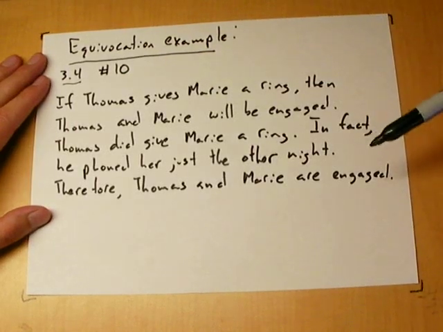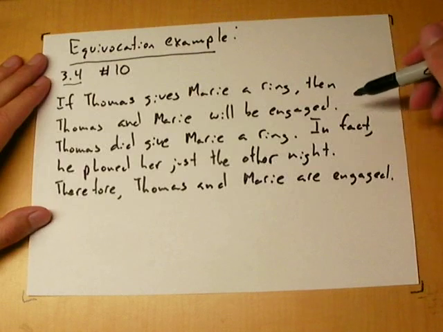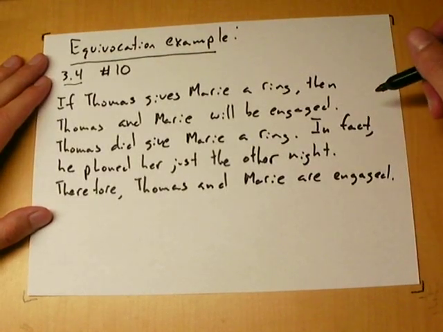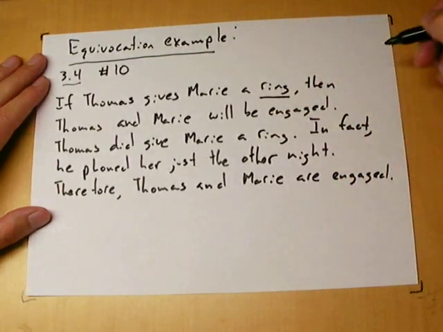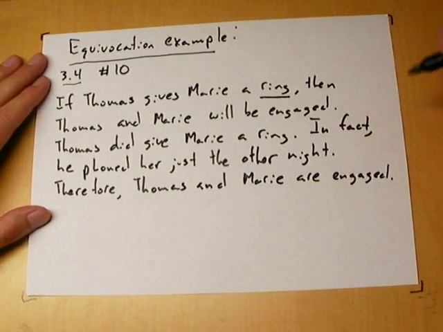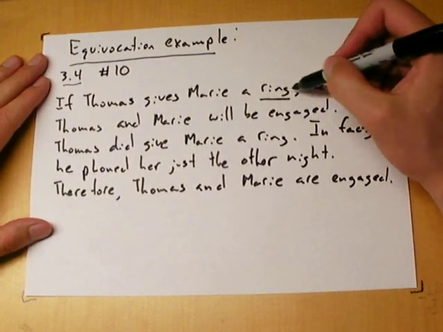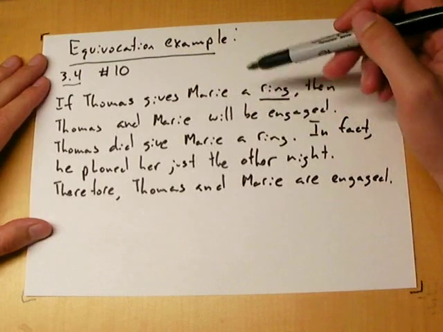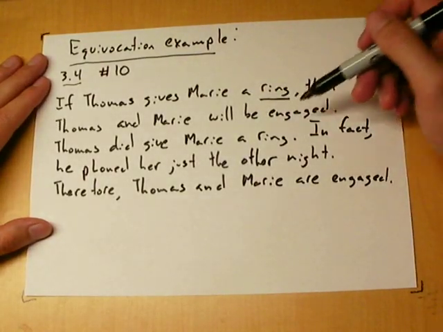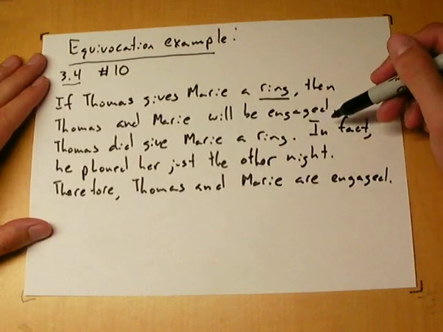Therefore, Thomas and Marie are engaged. This is a pretty silly but clean example of an equivocation. The term that's being equivocated is ring. Ring, of course, has multiple definitions. The first definition of a ring is that of a wedding ring. If Thomas gives Marie a wedding ring, then they'll be engaged, or an engagement ring, I suppose I should say.